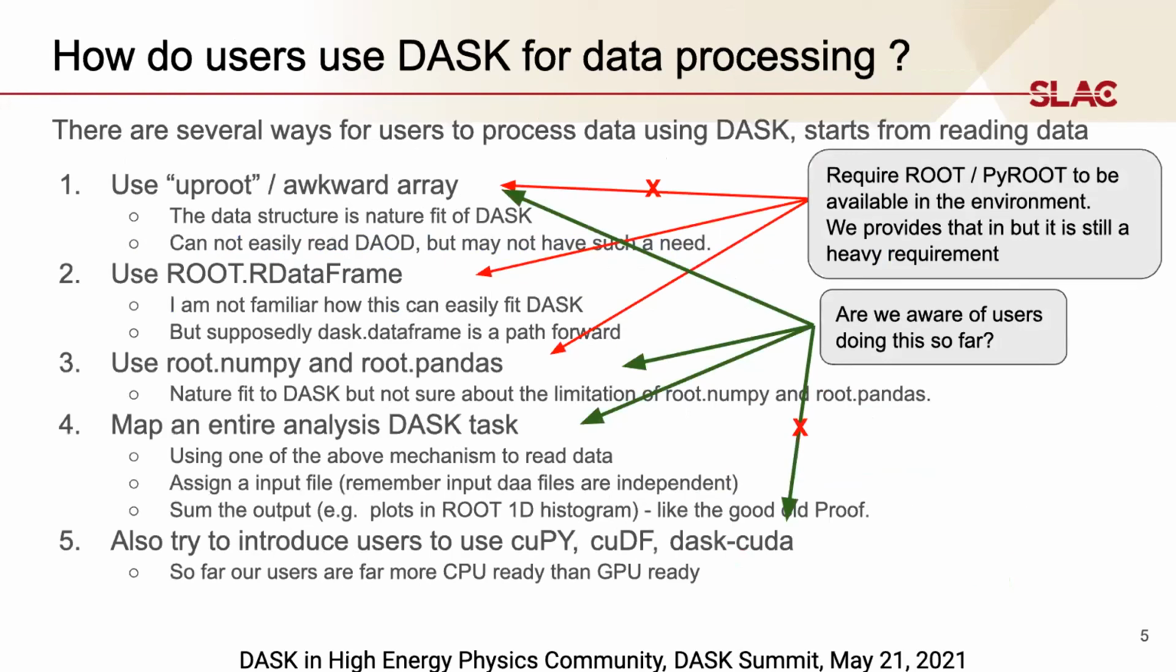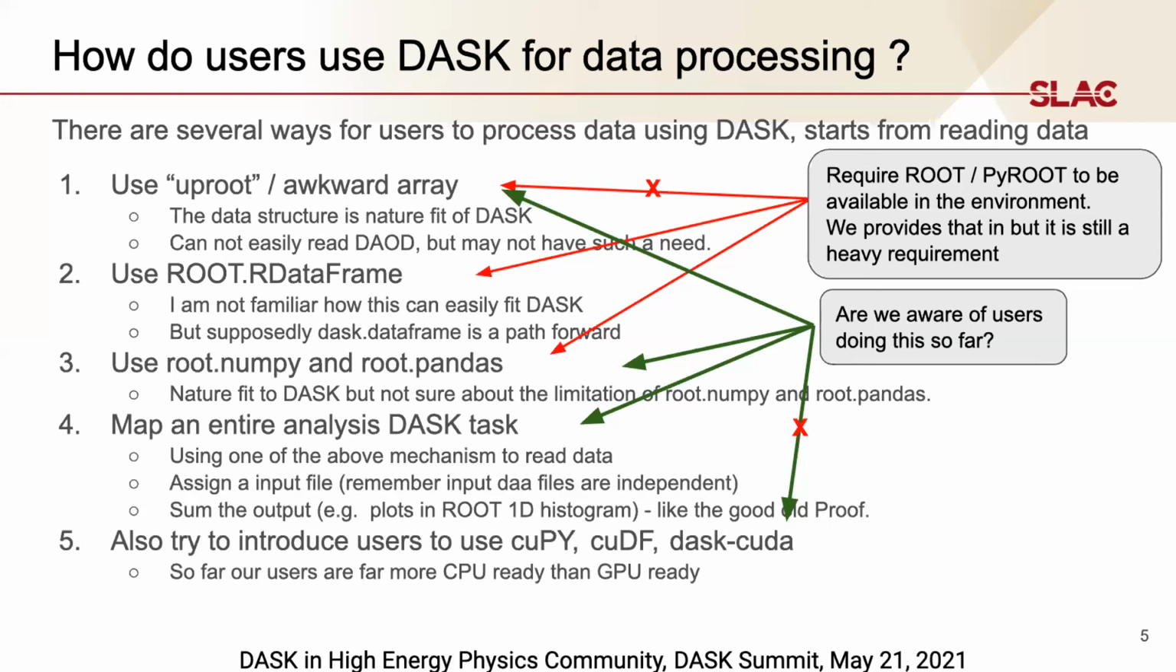So how do the users use Dask for data processing? Every data processor starts by reading data. So the format has a big impact on how they start using Dask. There are multiple ways you can use uproot and awkward array to do that. You can use ROOT's RDataFrame. The two previous speakers talked about these topics, but we actually find that several users do it in a much simpler way. They just use root_pandas or root_numpy to do that.